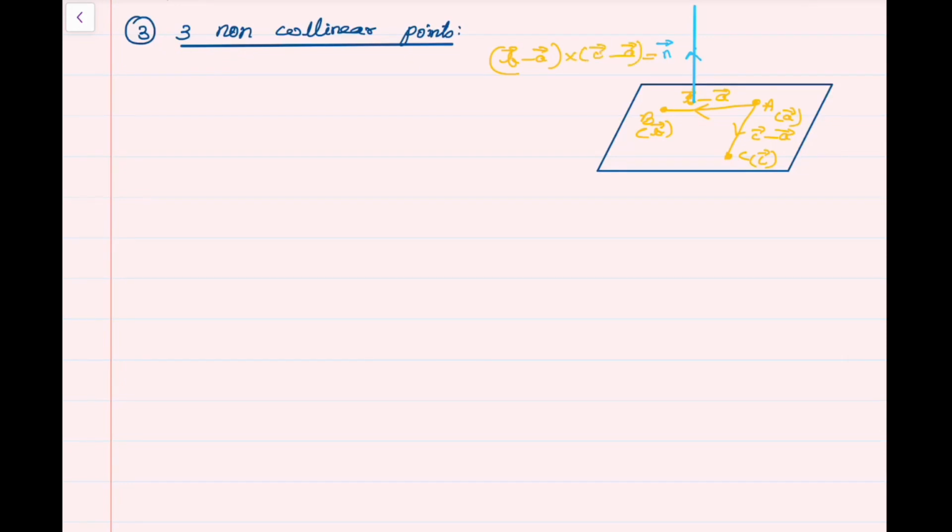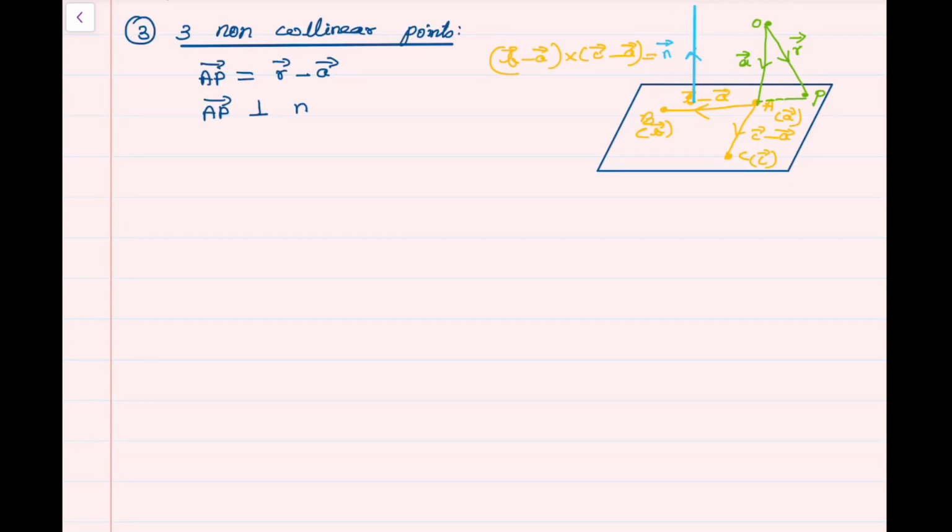Let us take an arbitrary point P on the plane, whose position vector is vector r. That is, vector OP is vector r. Let us join OA. OA is vector A. Join AP. Vector AP is equal to terminal point minus initial point. Therefore, we get vector r minus vector A.